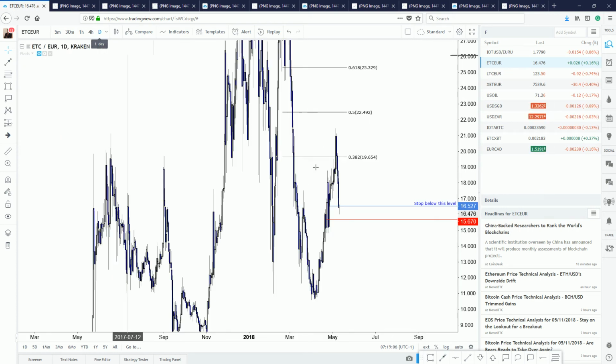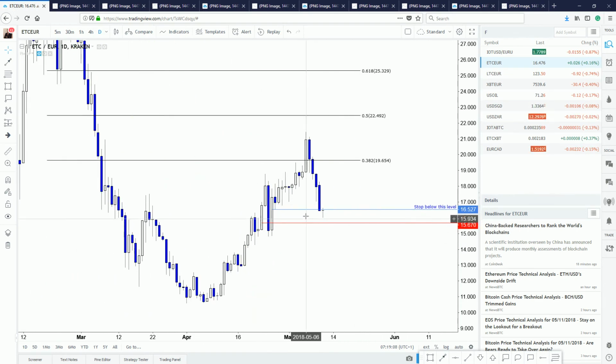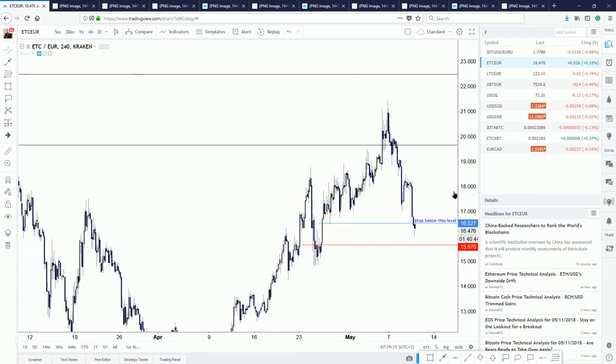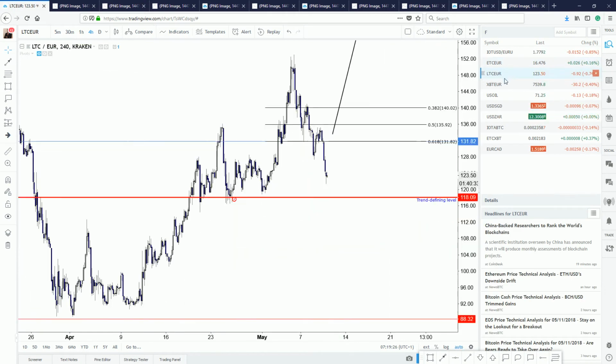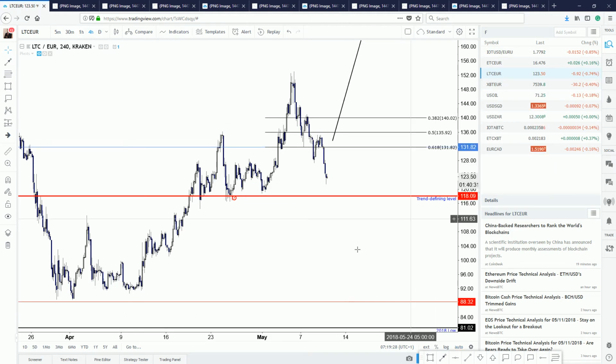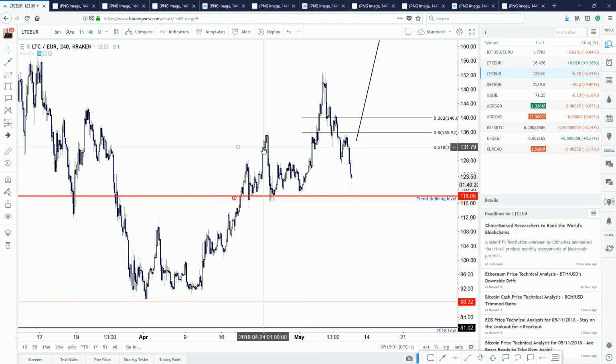Now I can see I'm going to give this another day or so. I bought down here. My original stop loss was here. So here I'm up a bit, but I have literally like 20% of my money here, so I'm up 5% on that, so it's not a lot. And then Litecoin, you might remember, I bought up here on March 24th, it moved against me, and then the pendulum went the other way.